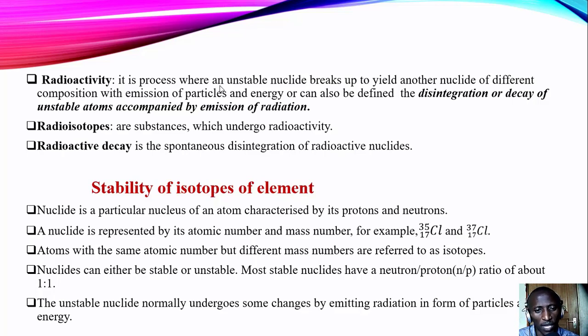Maybe we need to also make our listeners and viewers aware what a nuclide is. A nuclide is when the nucleus of an atom is characterized by the number of protons and neutrons that are there. For example, on our screen, we have chlorine-35, shown as 35/17 chlorine. That means there are 17 protons and 18 neutrons, making a mass number of 35 and an atomic number of 17. You can see most of the unstable nuclides are isotopes. You have chlorine-35 and its corresponding isotope chlorine-37.